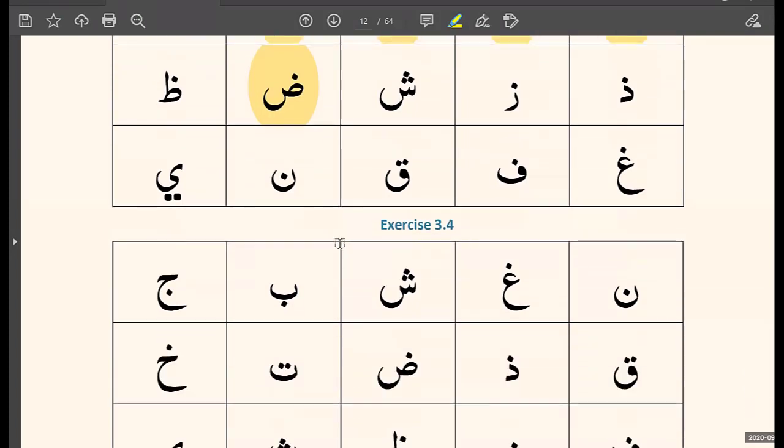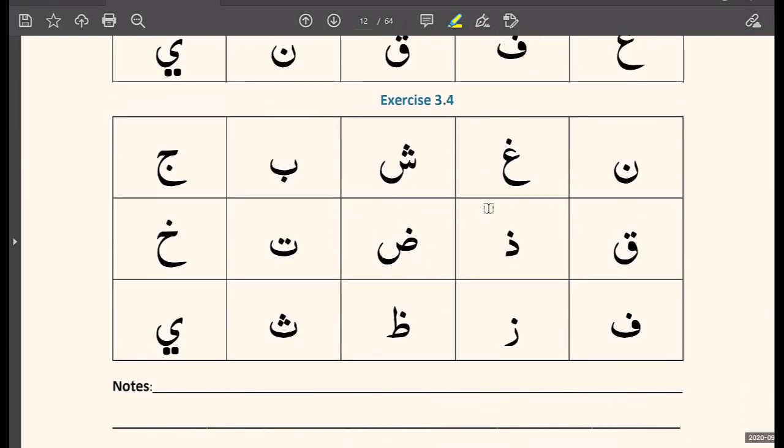Okay, that's good. And now in this way, you continue this exercise 3.4, and this time do it from left to right. Okay, from Jim and then continue. Jim. Yeah. Ba. Good. Sheen. Ghain. Noon. Okay, noon. And now vertically the third column, please.